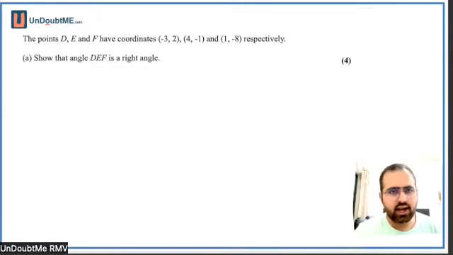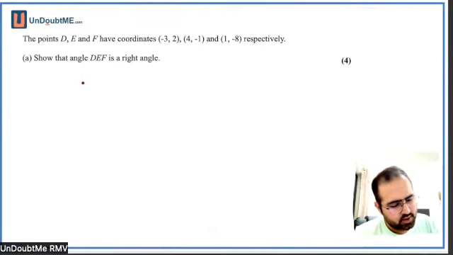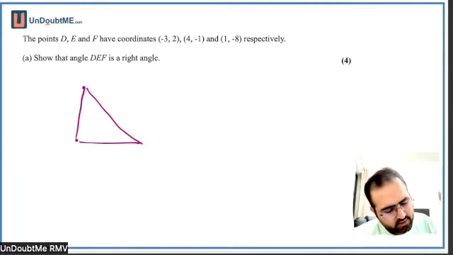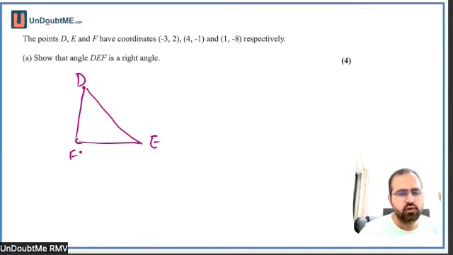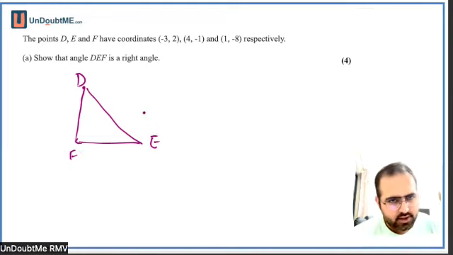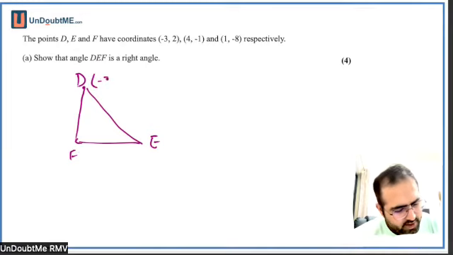We can draw any random triangle, it's okay. Okay. So what I'll do, I'll just make a random triangle like this. And I can name it as D, E, and F. No need to plot them. It is absolutely fine if you're not plotting it because this is just a rough triangle. Now D is (-3, 2). E is (4, -1). And F is (1, -8).